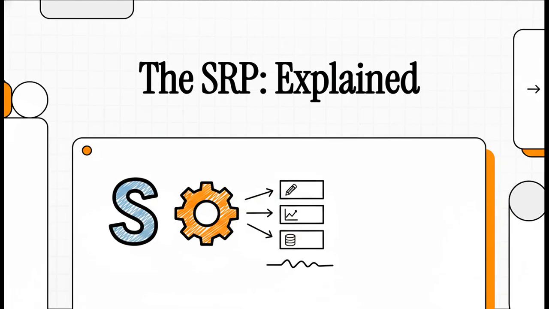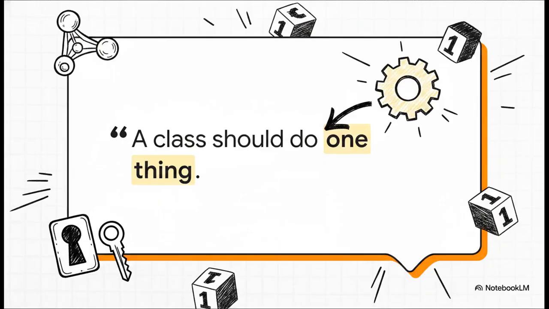All right, let's dive into one of the most important and honestly one of the most misunderstood principles in all of software engineering, the single responsibility principle. You know it as the S in SOLID, and I promise you, getting this right is an absolute game changer for your code. So, you've probably heard this a million times, right?